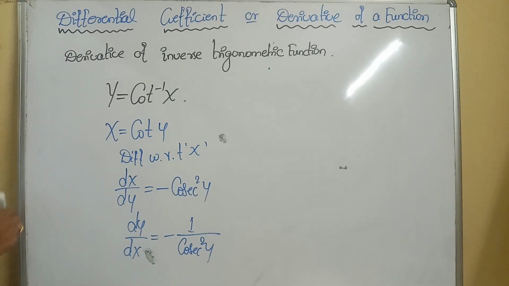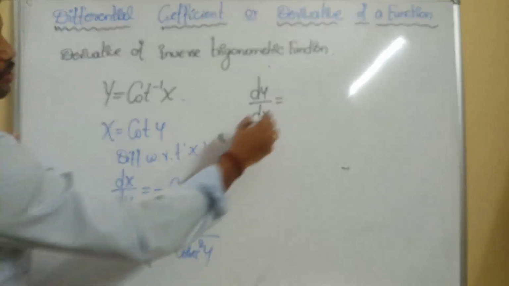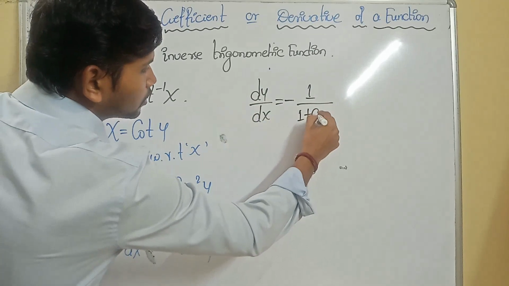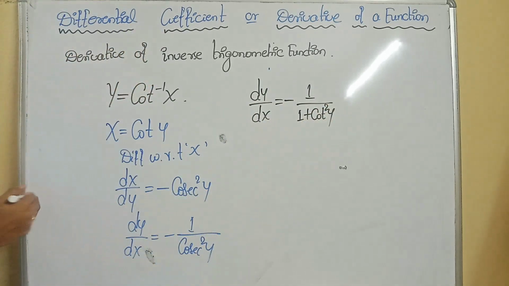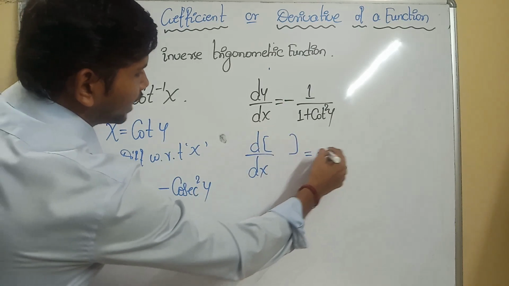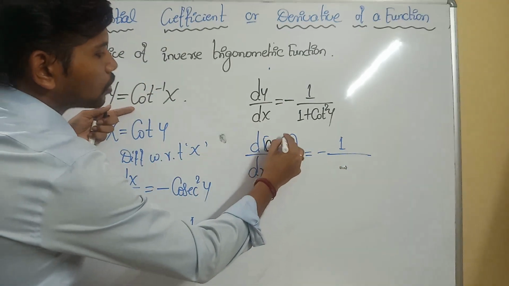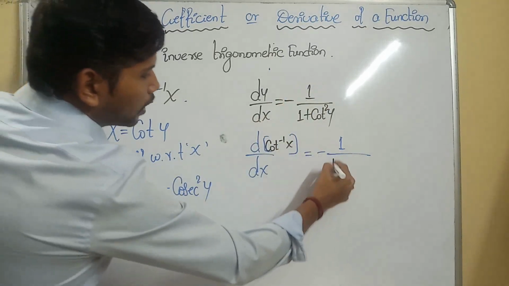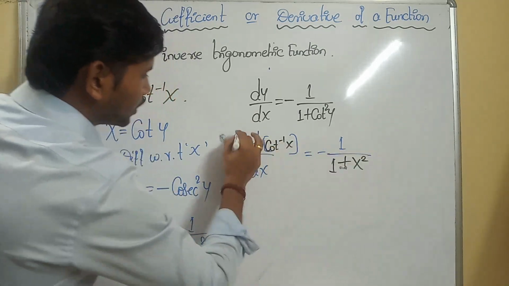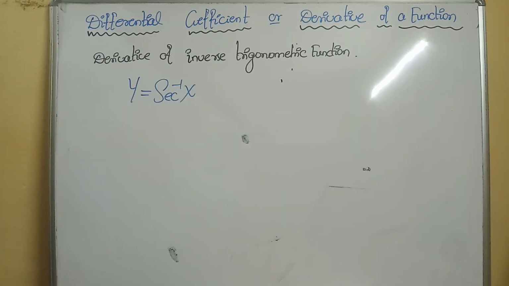Did you understand properly? After this, dy by dx, try to write cosecant square in terms of cot. Cosecant square in terms of cot means 1 plus cot square y, since 1 plus cot square is cosecant square. D by dx of y, which is cot inverse of x, will be minus 1 divided by 1 plus cot square y. Cot y is x, so cot square means x square. The derivative of cot inverse of x is minus 1 divided by 1 plus x square.